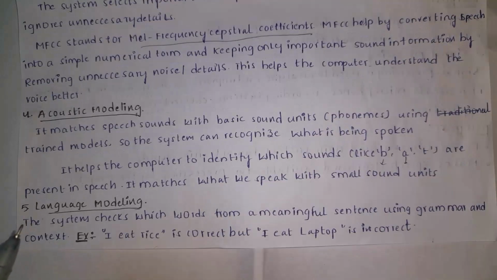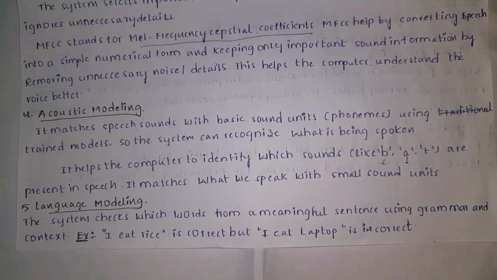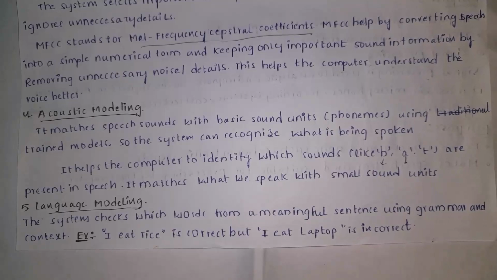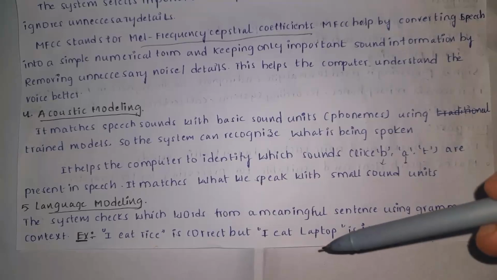And the fifth step is language modeling. Guys, in this step, whatever we spoke, the system will check the meaning of that sentence. For example, whenever I say I eat rice, it is correct. But whenever I say I eat laptop, this context is wrong. In this step, the system will check whether the grammar is correct or not and whether the context is correct or not.